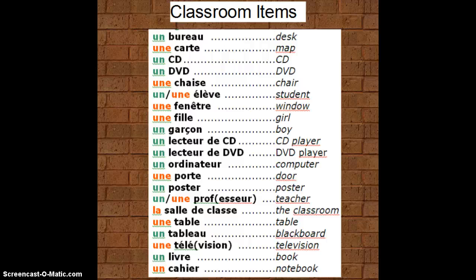Tableau is the board. We also have a shortened version for television, just like how we have TV. The French people can either say une télé, which is short for une télévision. Un livre is a book. And finally, a notebook is un cahier.